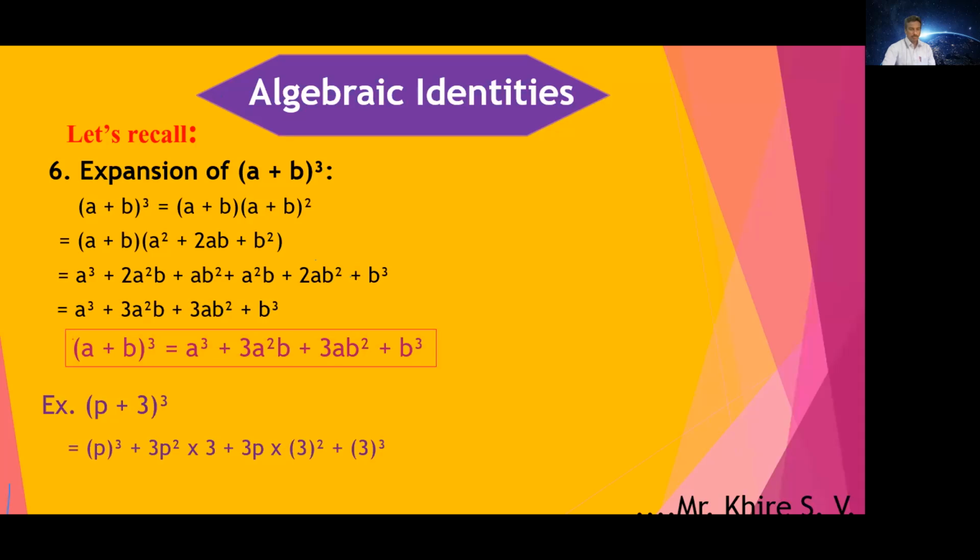Then p cube plus 3 p square into 3 plus 3p into 3 whole square plus 3 cube. Put the values. Then we will get p cube plus 3 into 3, 9p square, plus 3 into square of 3, which is 9, and 9 threes are 27, so 27p, plus cube of 3 is 27. Therefore, we will get the answer p cube plus 9p square plus 27p plus 27.